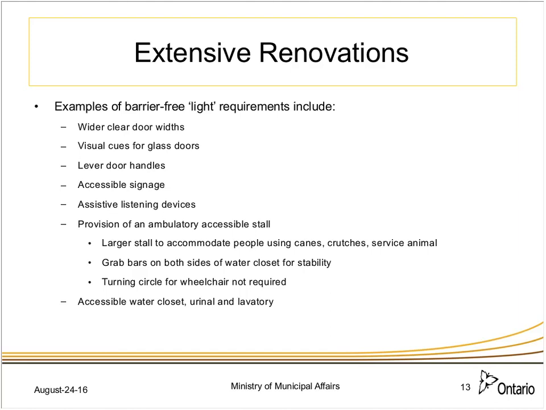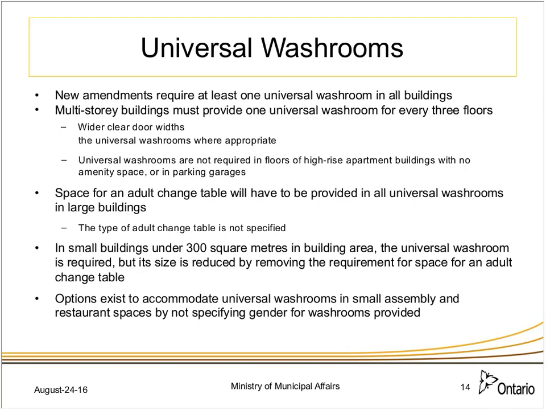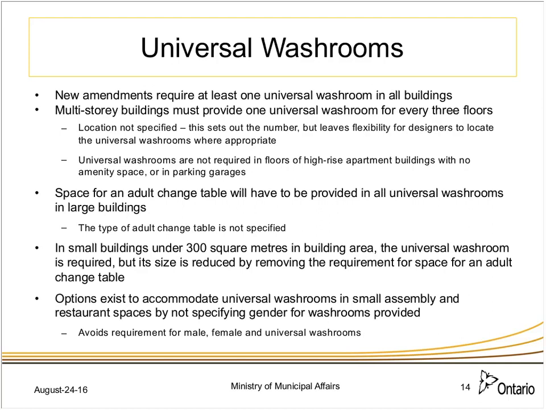Universal washrooms, that's a hot topic. What we did in the amendments to the code was require at least one in all new buildings. And multi-story buildings had to provide one for every 3 floors. Now, there were some rampant misconceptions that got into the system. The code does not say where you have to put those. So you calculate the number by taking the number of floors and dividing it by 3, but that doesn't mean that they have to be on floor 1 and then floor 3 and then floor 6. They can be distributed throughout the building based on client need and public access.